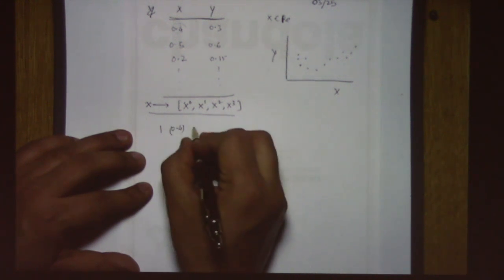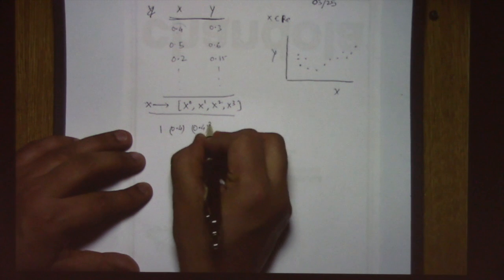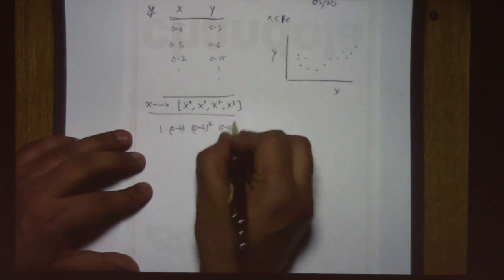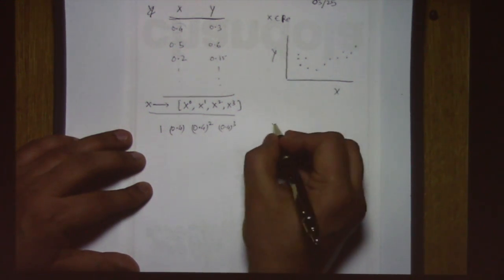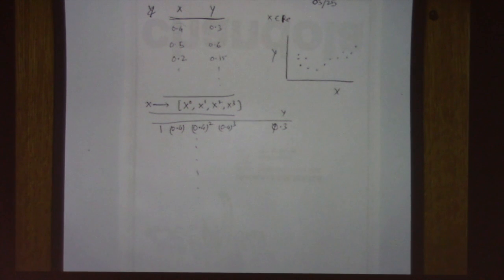Which means that my data will become 1, 0.4, 0.4 square, 0.4 cube, and then the y stays the same. Y is 0.3, so this is y. And then so on, right? So essentially what you're doing is you're getting new features, which are some functions of your original features.